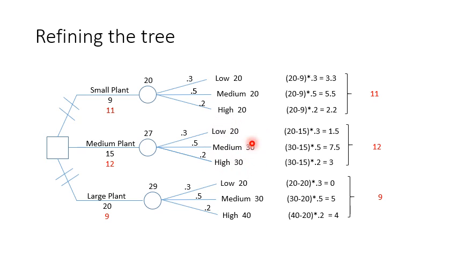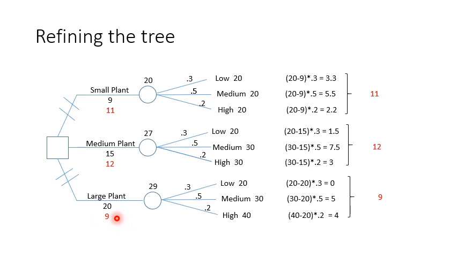Same thing over here. We're going to take all these values and sum them across just as we had before. We have an expected monetary value of 27 off of this. The cost of the medium plant is 15. 27 less 15 gives us 12. Over here again we have the payout associated with this, the EMV of 29. The cost of the plant is 20.